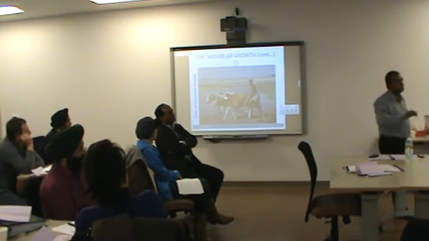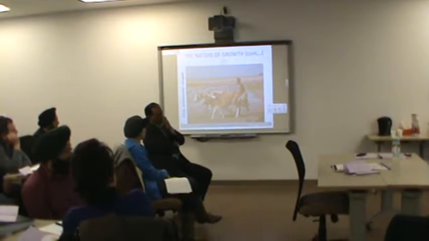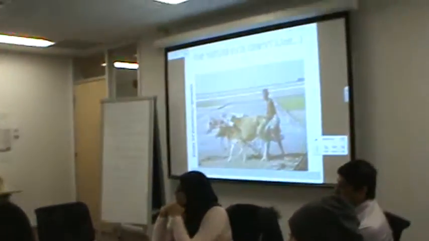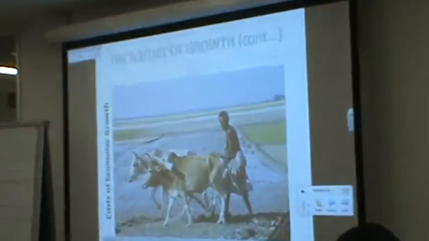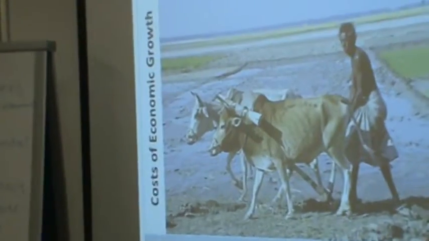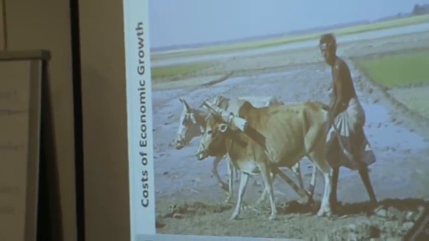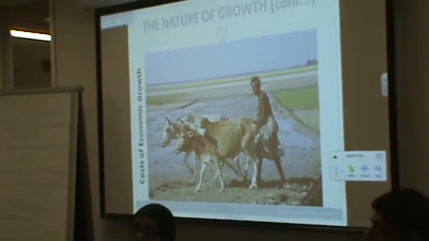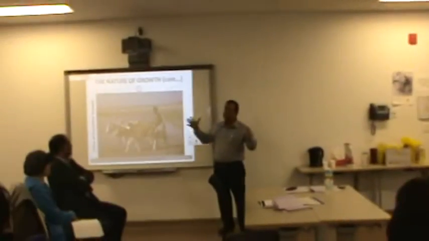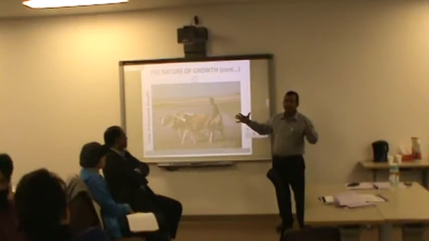And another cost. This is what this guy is doing. He's plowing the land. Fantastic. So plowing the land, but nowadays, once the growth is there, technology is coming up. After some days, some people will be doing this with machines, and this guy will lose his job. This is also a cost of economic growth. Sometimes in some sectors, because of new technology, people just lose some jobs.